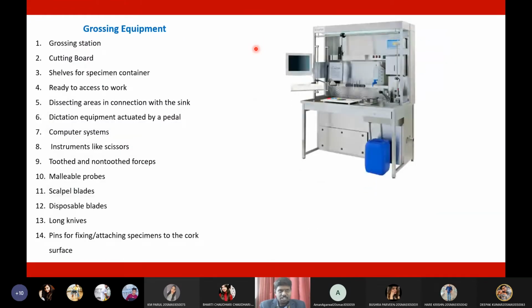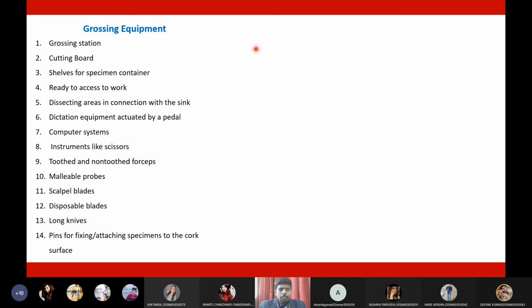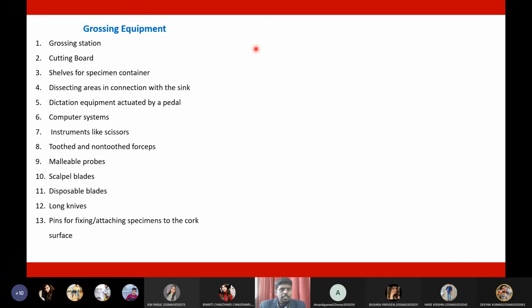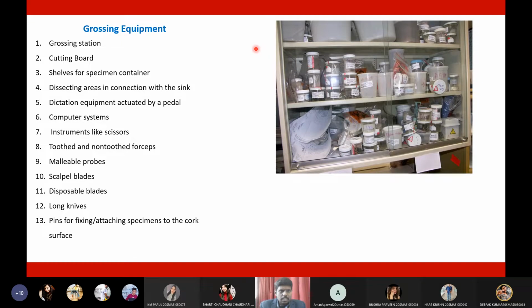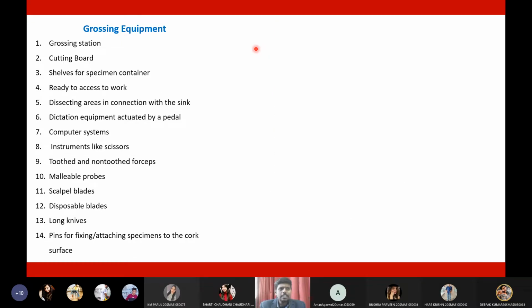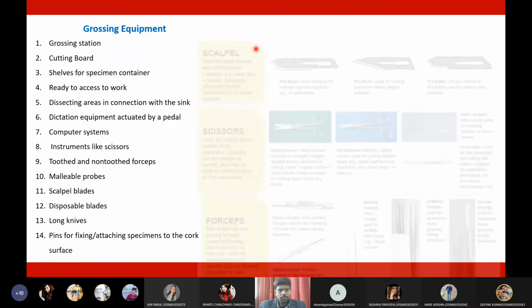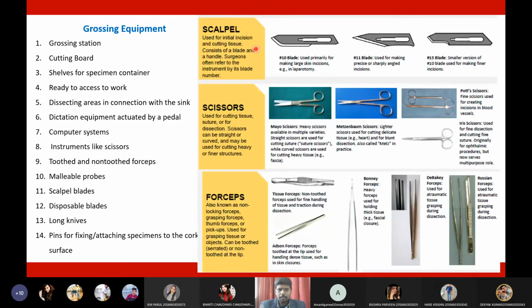So equipment like the grossing station, cutting boards, shelves, wash station, then recording computer systems, scissors, forceps, scalpels, disposable blades, long knives, fixing pins, cork boards, weighing machine, and malleable probes can be used. So these are the equipment that we can use for gross examination. I hope this is enough for you, right? Now you have a clear picture of gross examination, and you are feeling like you are in a histopathology lab. Very good, students.